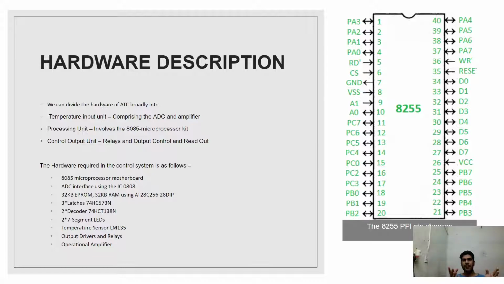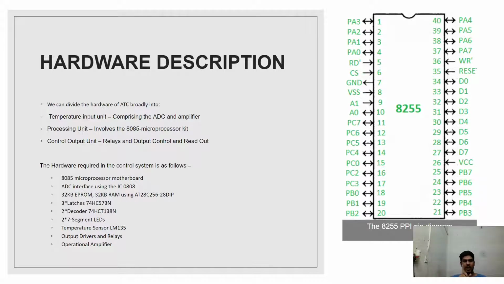The 8255 PPI can be taken as part of the processing unit. However, it is actually a bridge between the temperature input unit and the processing unit. So the exact hardware that I've chosen for this presentation is there on the screen: the 8085 microprocessor, the ADC interface using the IC 0808, and then some latches and decoders.